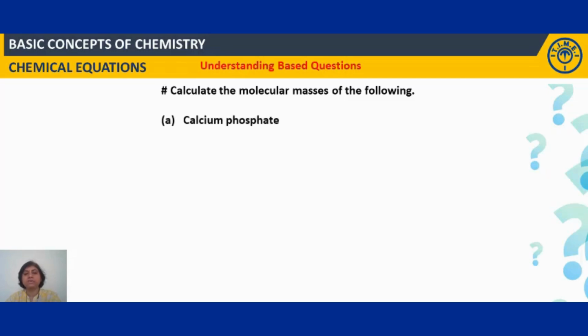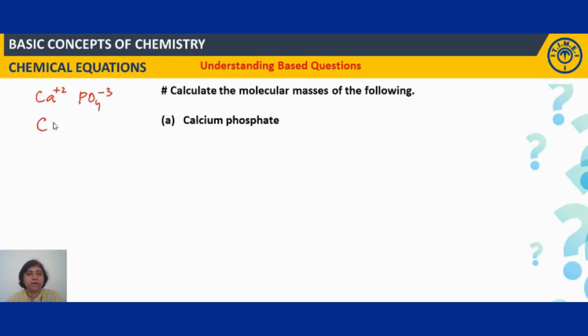Calcium phosphate. So let us calculate the molecular mass of calcium phosphate. What are we supposed to do for calculating the molecular mass? Yes, correct. First you have to write the molecular formula of calcium phosphate. You must know it by this time. So let us write that first. It is calcium plus 2, phosphate radical is PO4 minus 3. These are the constituent ions of calcium phosphate.